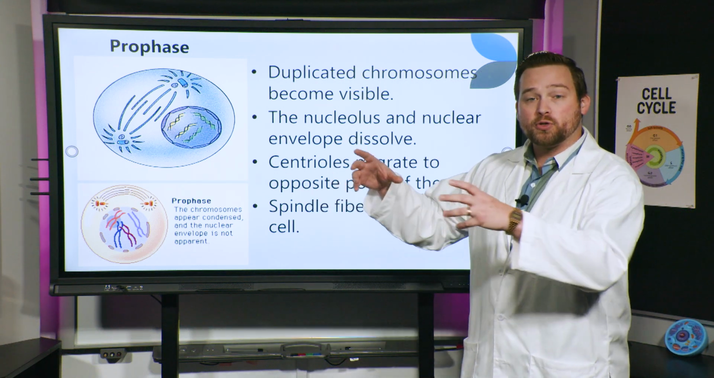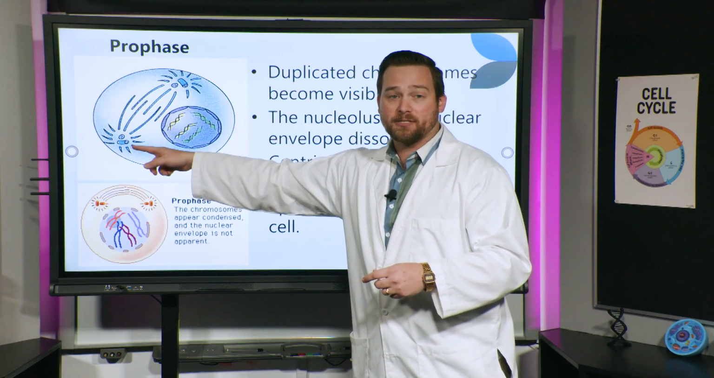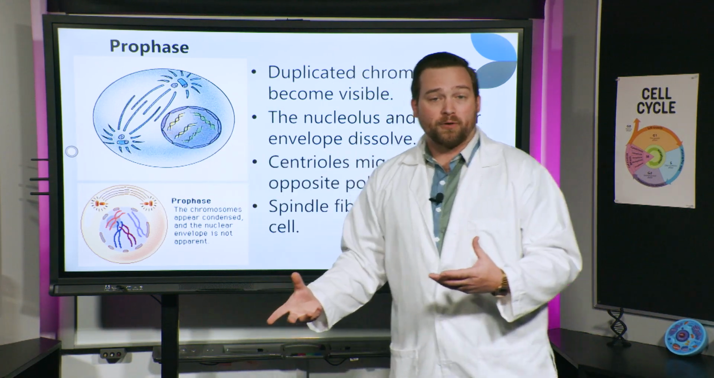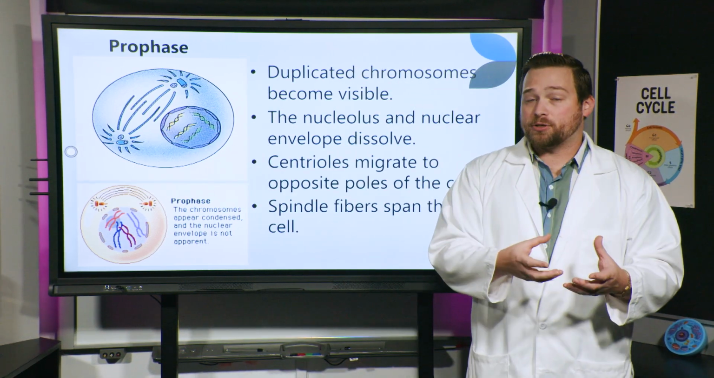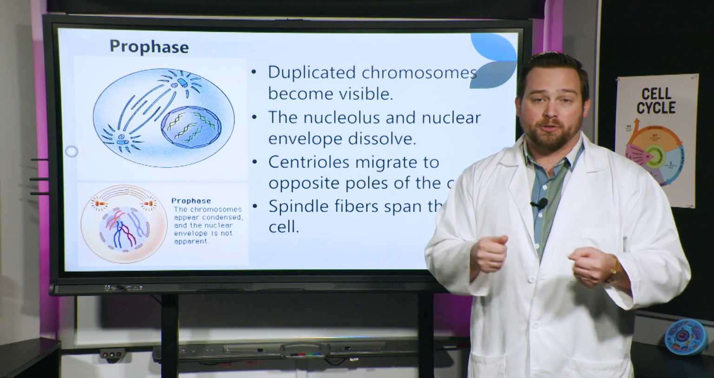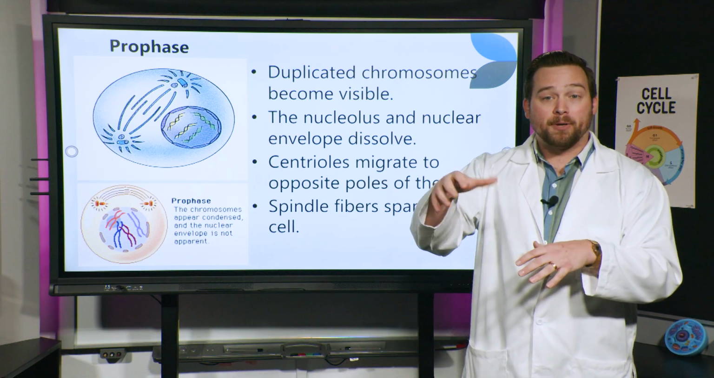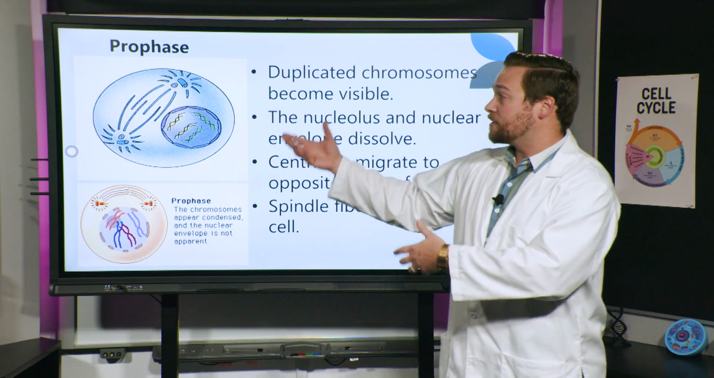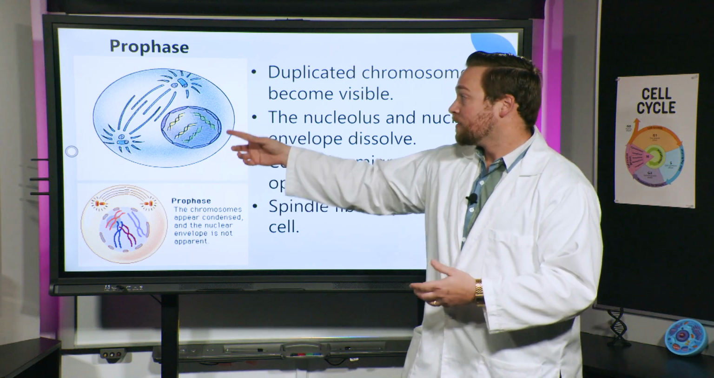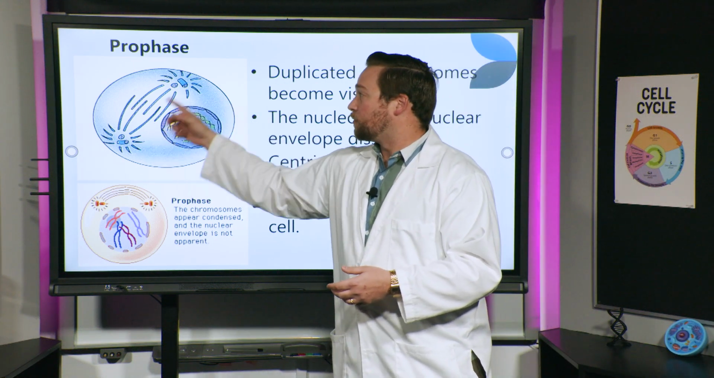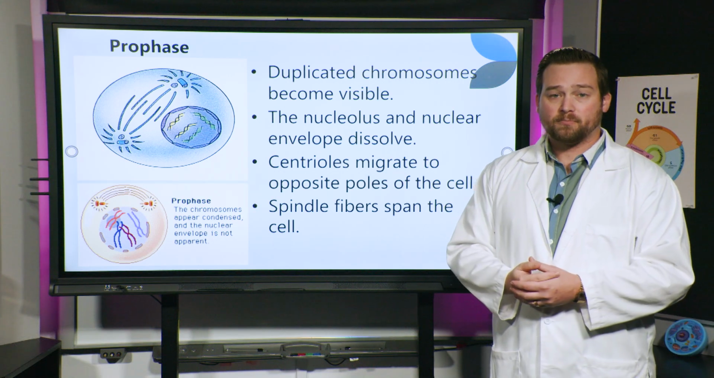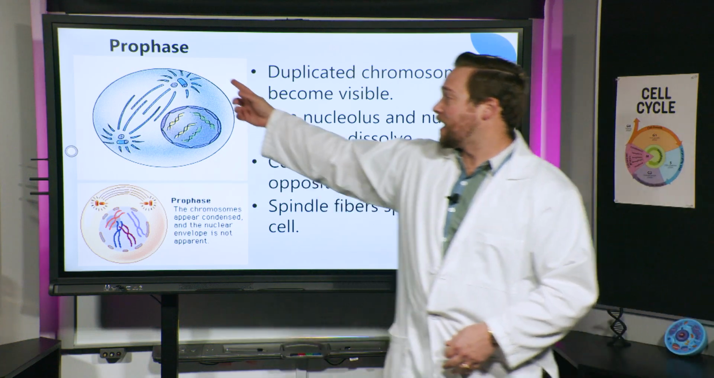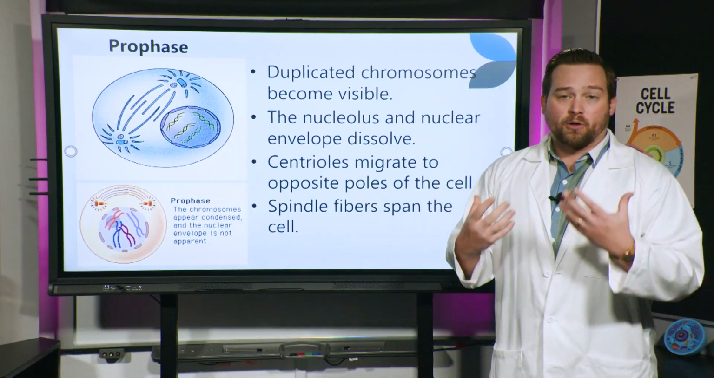They move to opposite poles, or opposite sides of the cell, and you'll see these little lines coming off of them. These lines are called spindle fibers. The spindle fibers attach to the chromosomes, and that's how we move the chromosomes around. Think of controlling a puppet with little strings. The chromosomes are attached to spindle fibers, and the spindle fibers are attached to the centrioles. The spindle fibers span the cell, and that's what these lines are.